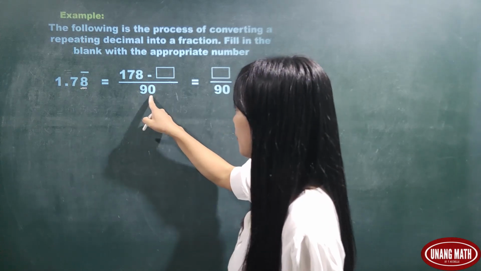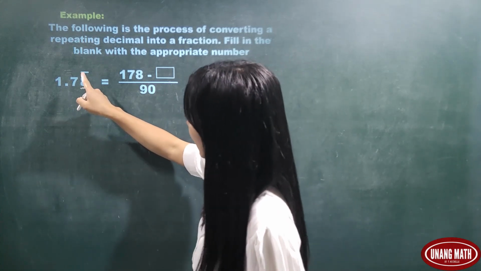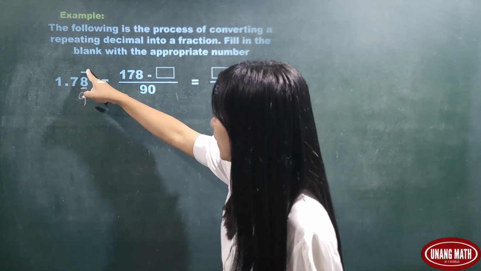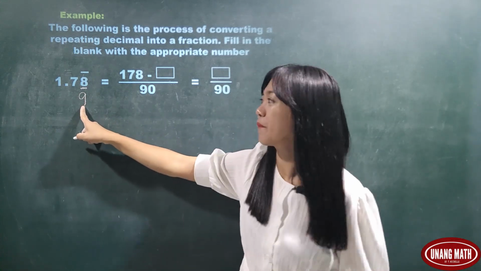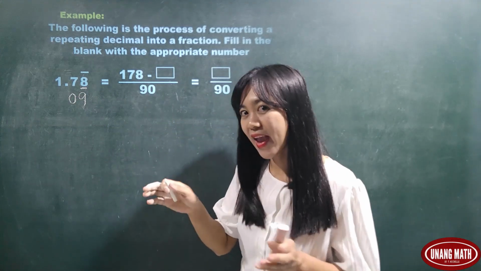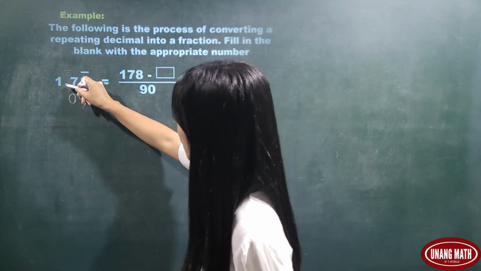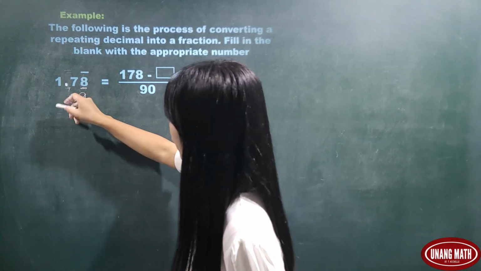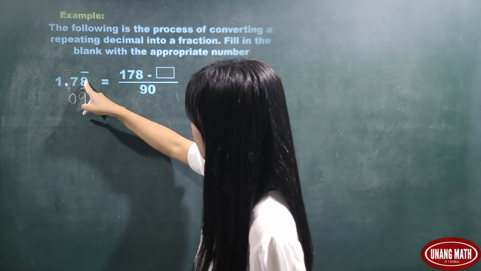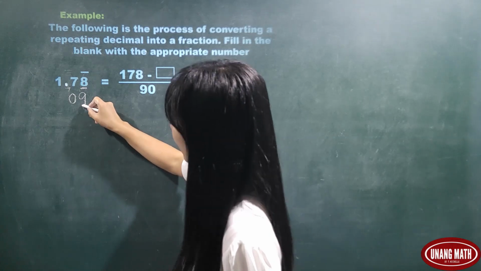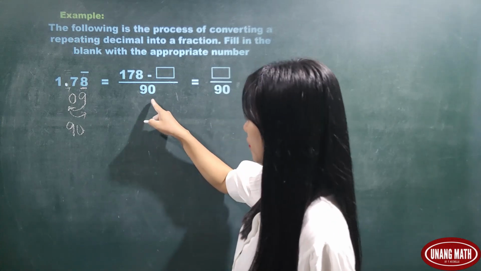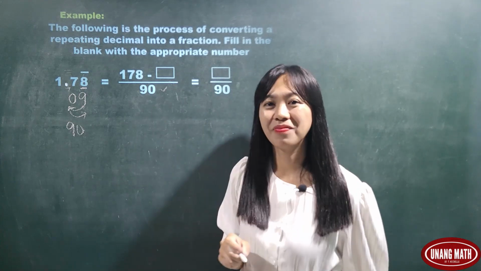This is 90. How did we get 90? Okay, let's see. 9 is repeating, so we will represent this as... 8 is repeating, so we will represent this as 9. 7 is not repeating, so this is 0. Again, for the denominator, we will just consider those digits after the decimal point. So 7 is not repeating, 0. 8 is repeating, 9. But we said 9 should come first before 0, so we have to interchange these numbers. That's why the denominator is 90.